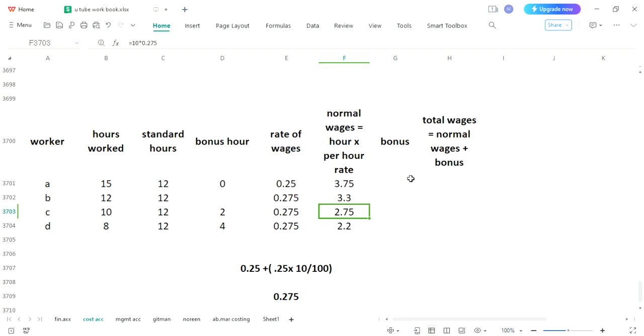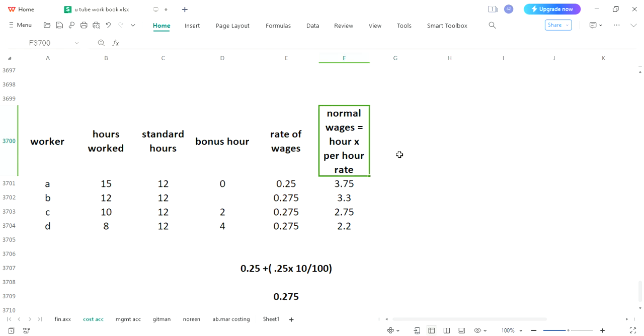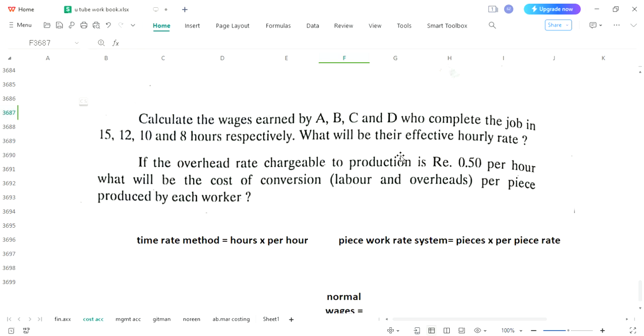Since in this question amount of bonus was already included in wages, we don't need to calculate bonus in a separate way, and here you will be considering this column as total wages as well. So our problem has been sorted out. We have calculated normal wages. Go back to the question and see what else is said.